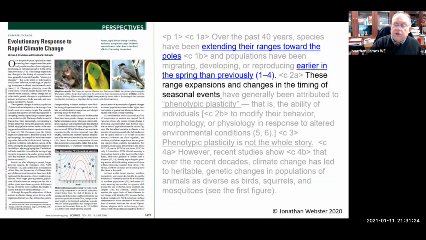Now, let's take a journal article. This one is interesting. In this particular journal article, notice the first sentence has 2 clauses. Over the past 40 years, species have been extending their ranges toward the poles. What's the new information? Extending their ranges toward the poles. In 1B, populations have been migrating, developing, or reproducing earlier in the spring than previously. New information in 1A, new information in 1B.